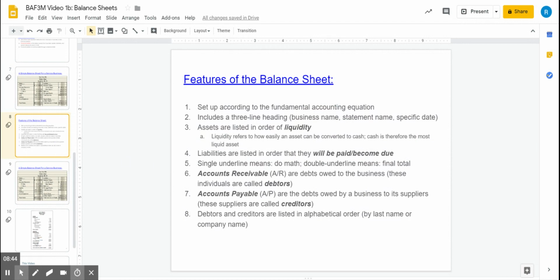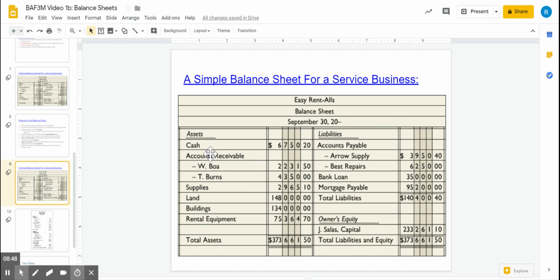Okay, what else needs to be said? So next, you list your assets and your liabilities. Hopefully, after last lesson, you're comfortable with why these things are assets. Rental equipment, that's something a company owns, it has value. Buildings, land, supplies, cash. Hopefully, that all makes sense. I'll talk about accounts receivable and accounts payable in a second. Basically, it's just money owed to us or money that we owe to other people. That's what an account receivable versus an account payable is.